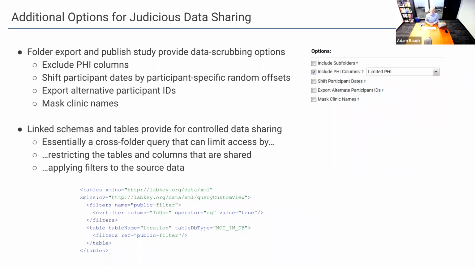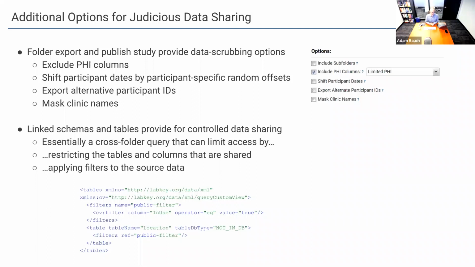You can shift participant dates within the study. Each participant's dates get shifted by the same offset, but that offset differs for each participant. The exact date is going to shift, but in theory, all of the graphing and analysis that you might do remains the same because the differential between each date remains constant.